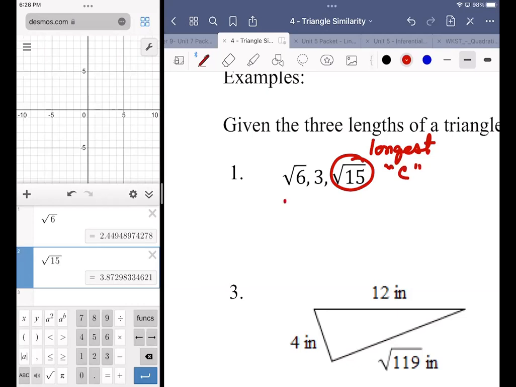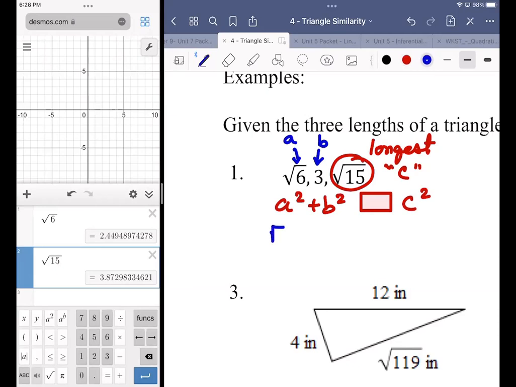All right, so we would apply a squared plus b squared something c squared, because we don't necessarily know that it's going to be equal. Once we've identified the C, either of the other two could be A or B. It doesn't matter which is which. Just for the sake of consistency, I'll call this one the A and this one the B, because radical 6 is 2 and change, which is smaller than 3.